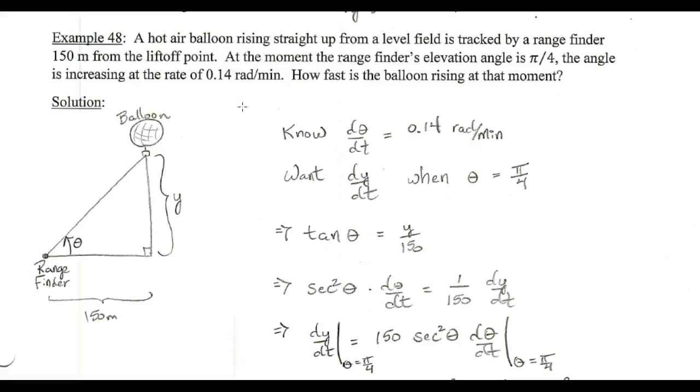We are still in section 3.8, talking about related rates problems, and I have a couple more examples. This next example is example 48. A hot air balloon rising straight up from a level field is tracked by a rangefinder 150 meters from the liftoff point. At the moment, the rangefinder's elevation angle is pi over 4. The angle is increasing at the rate of 0.14 radians per minute. How fast is the balloon rising at that moment?